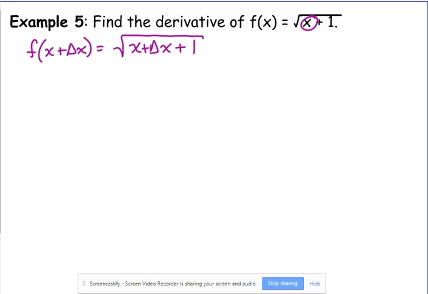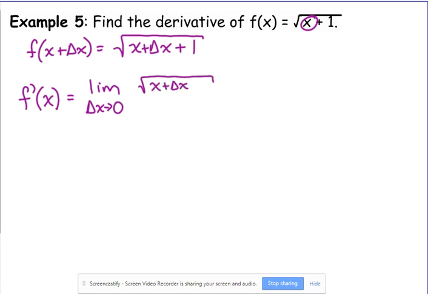Okay, so let's look at our limit definition. That says f prime of x, the derivative of f, is equal to the limit as delta x approaches 0 of f of x plus delta x, so that expression we just found up there, minus f of x, so the square root of x plus 1, all over delta x.